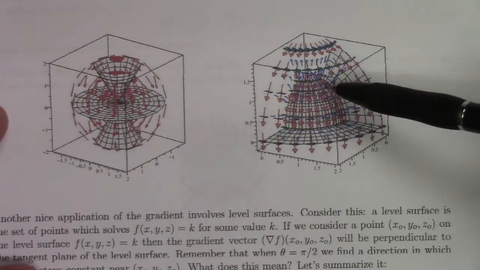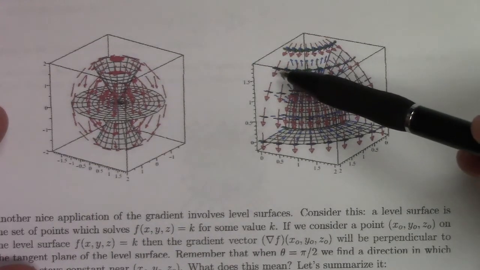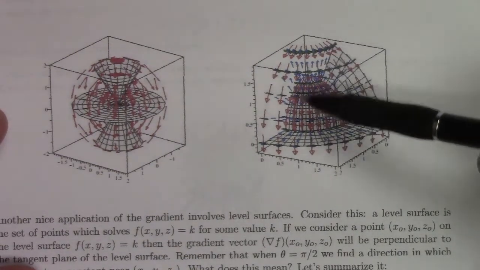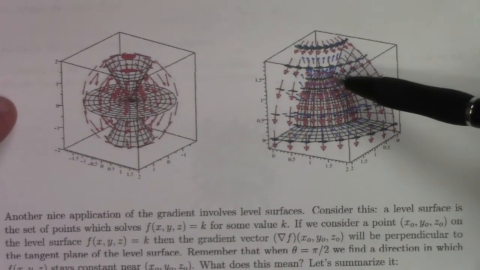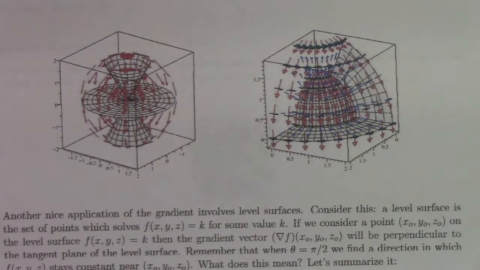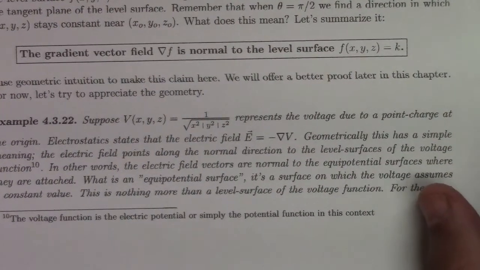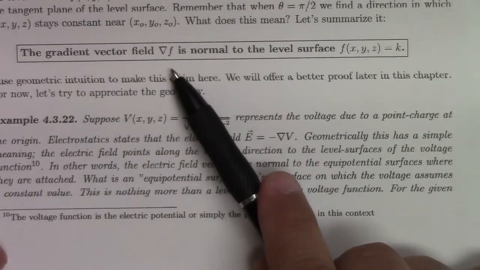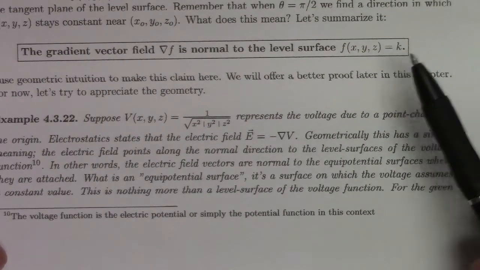Again, these form a right-handed triple. If we look at rho hat, phi hat, and theta hat, you can see that they're meeting at right angles. But you can also see that the way they're assigned is quite complicated in contrast to, say, the Cartesian or the cylindrical coordinate system. But anyway, the larger point here is that the gradient vector field, nabla f, is normal to the level surface f of x, y, z equal to k.